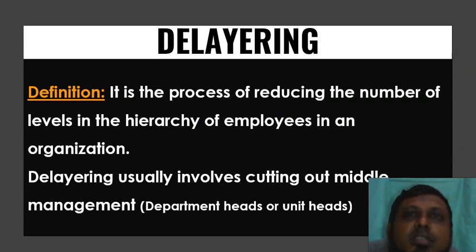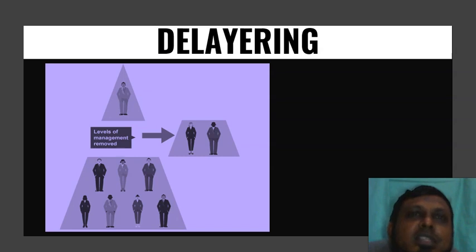Delayering is the process of reducing the number of levels in the hierarchy of employees in an organization. Delayering usually involves cutting out middle management like department heads or unit heads and so on. If you look at this diagram, as you can see, there are 4 levels here, and one of the levels, the second top level of management, is removed here.